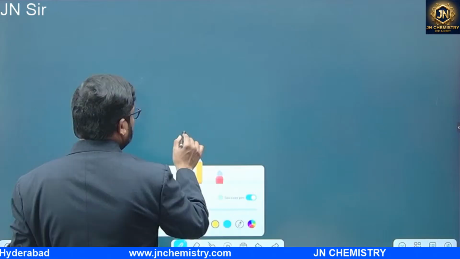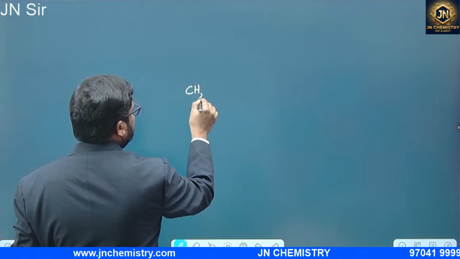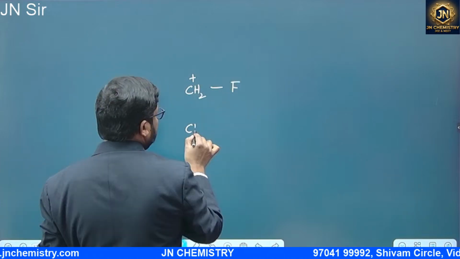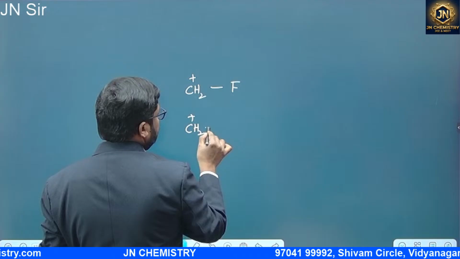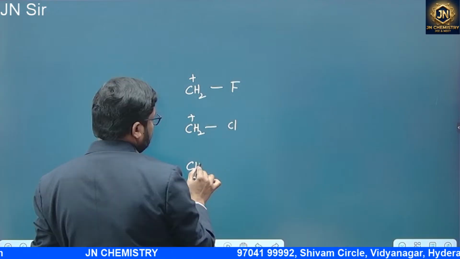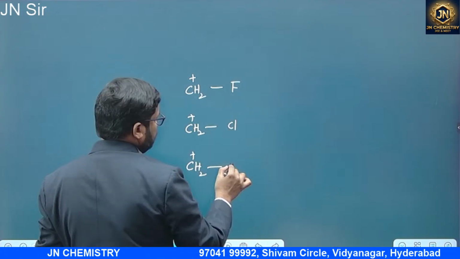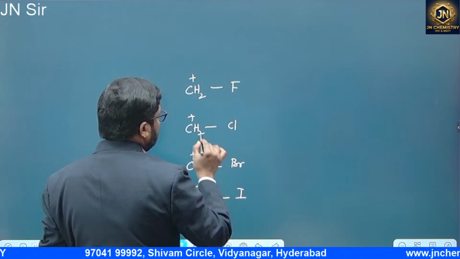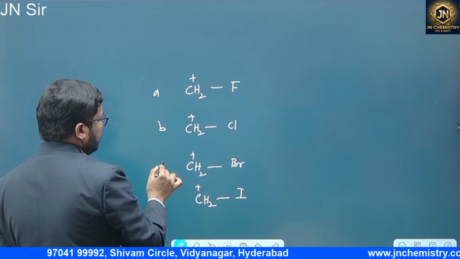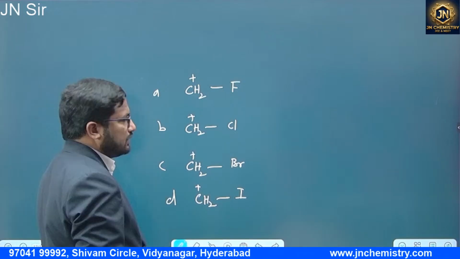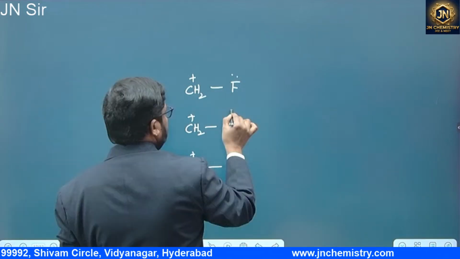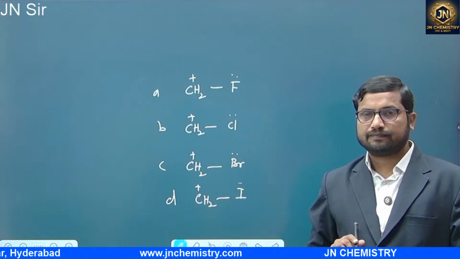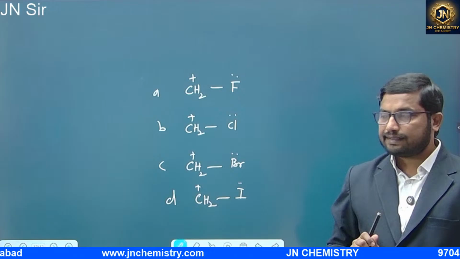Here is one more important thing. This is CH2F, chlorine, CH2 bromine, CH2 iodine. A, B, C, D. Which carbocation is more stable? One of the important questions.